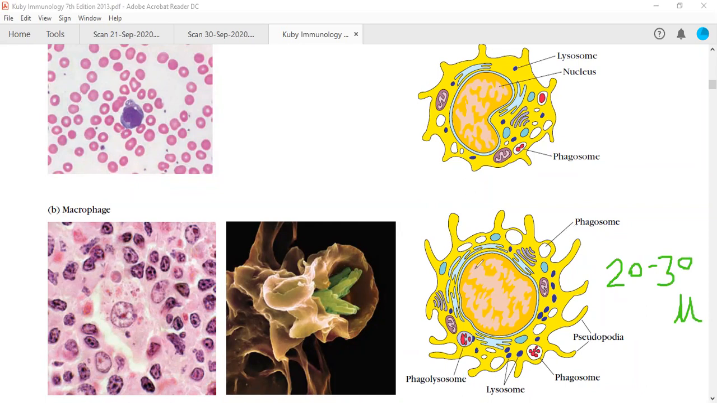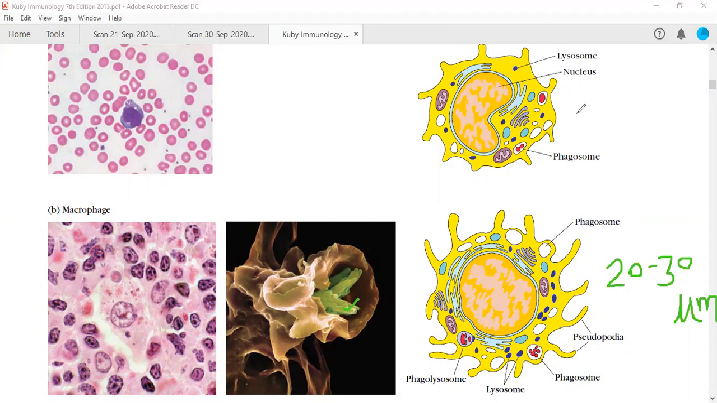So now you can assume what the size difference is between a bacterial cell or a pathogen and the cells which are responsible for removal of these pathogens or foreign particles. So generally they have a size range of 20 to 30 micrometer, micron or micrometer, whatever you call it. All right.